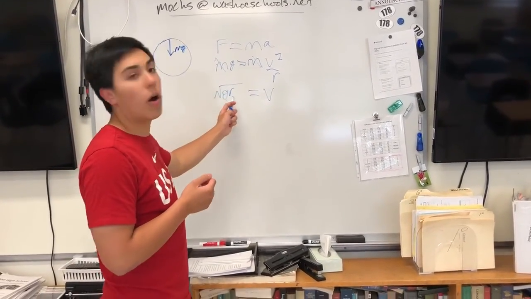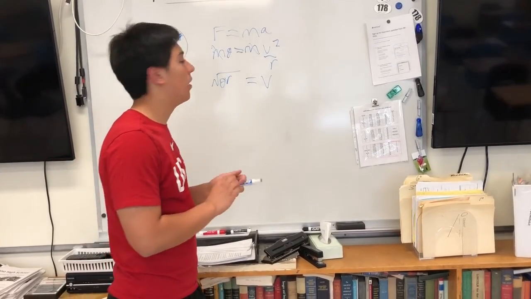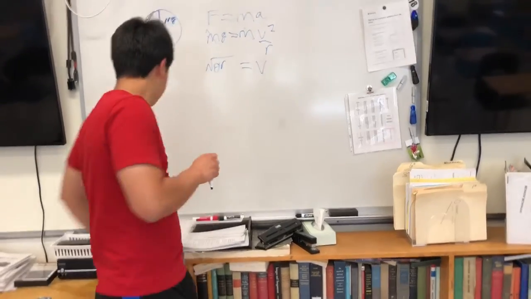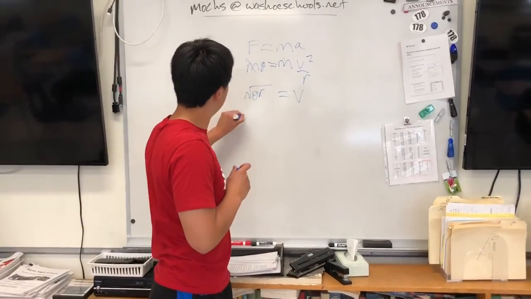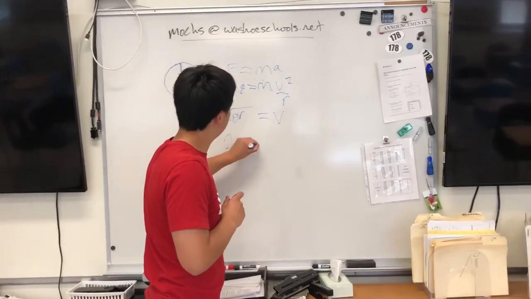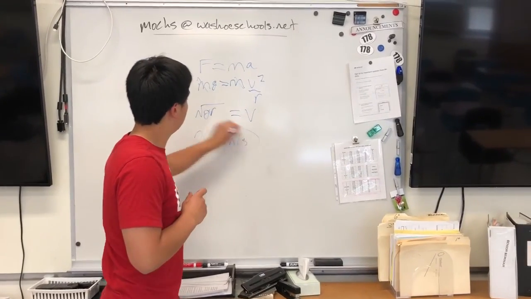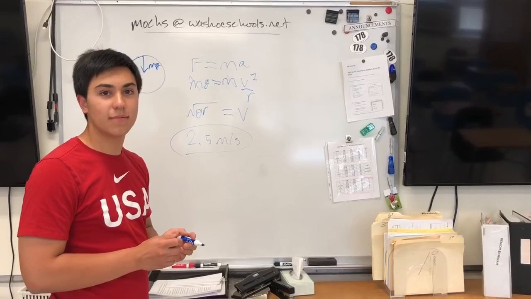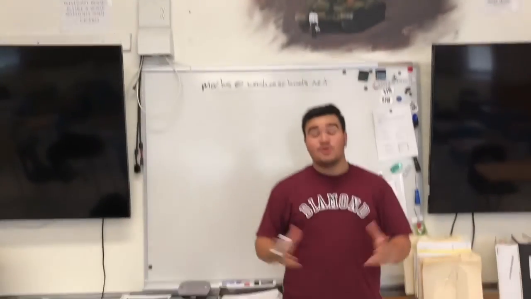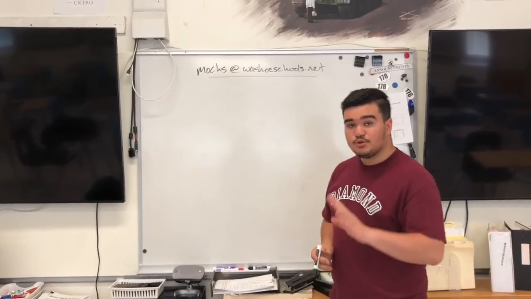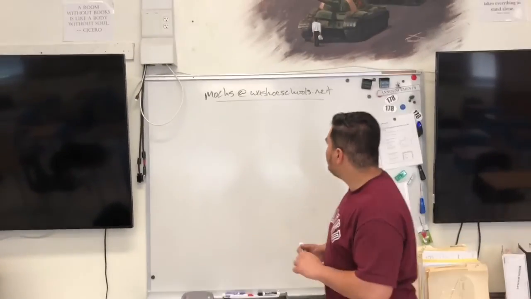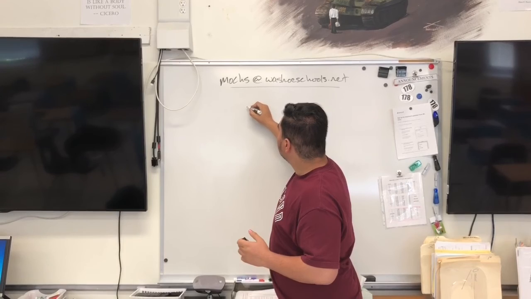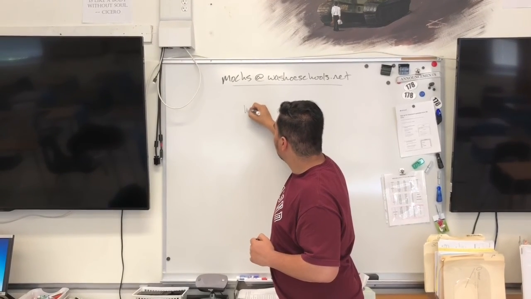G is 9.8, r is 0.66 meters, and we've pre-calculated the answer, and it comes out to 2.5 meters per second. So welcome. In the last video part, we learned that the velocity, or the minimum speed needed, is 2.5 meters per second.